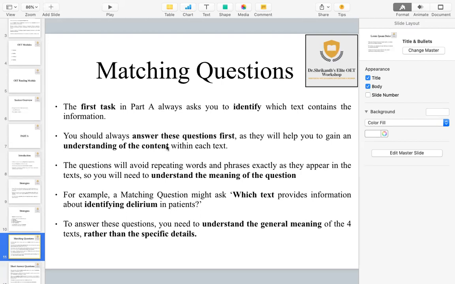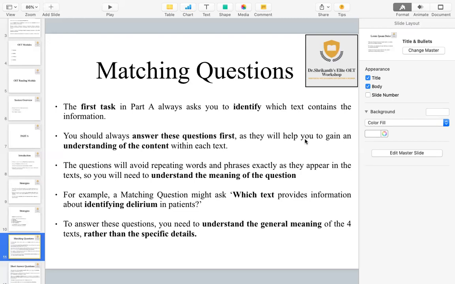And you should always answer these questions first, as they will help you to gain an understanding of the content within each text. So many students go to the second section of Part A first, and they leave the matching questions towards the end. I'm not saying that you always have to do the matching questions first, but if I were you, I find this strategy much more appealing. The reason is this: once we do the matching questions first, it will help you to gain an understanding of the content within each text.